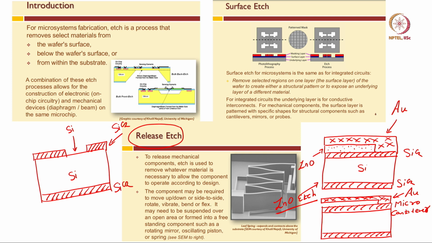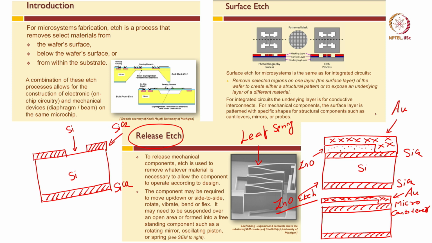Release etch is to release the mechanical component. Etch is used to remove whatever material is necessary to allow the component to operate according to the design. The component may be required to move up and down or side to side, or rotate, or vibrate, or bend or flex, and this is one example of a spring that is created, which looks like a leaf spring. The image is courtesy of Khalil Najafi, University of Michigan, who took the SEM image of this leaf spring. This leaf spring will expand and contract above the substrate.